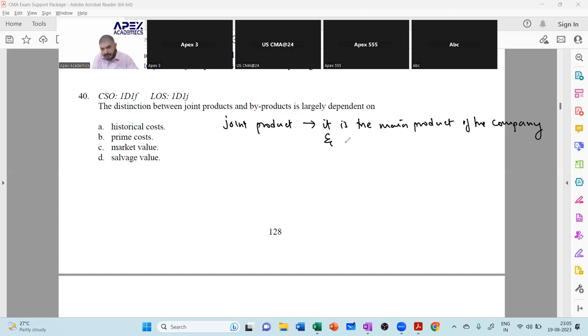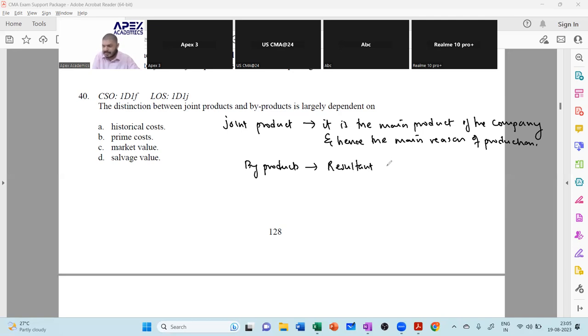and hence the main reason of production. You need to understand this. Byproducts, what are they? They are resultant from the manufacture of the joint product.